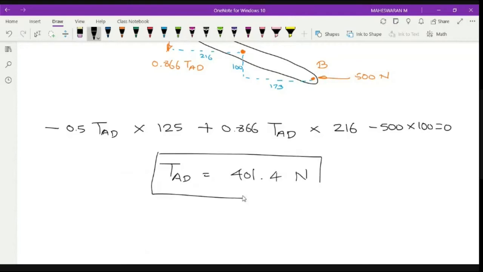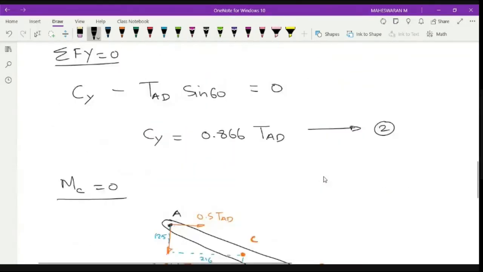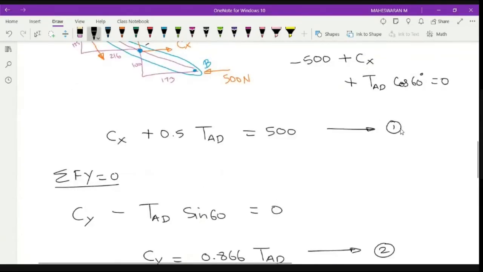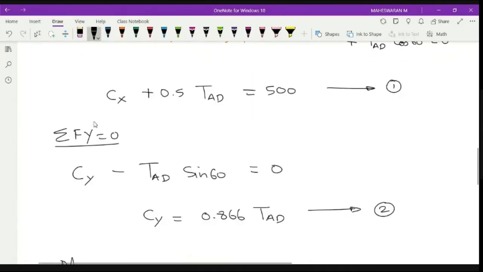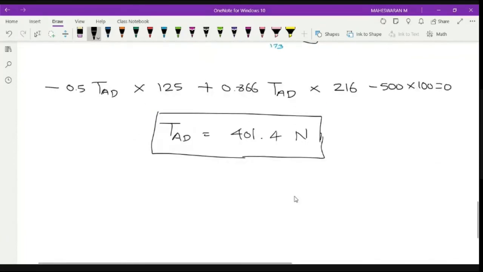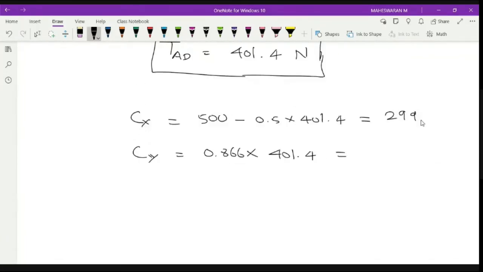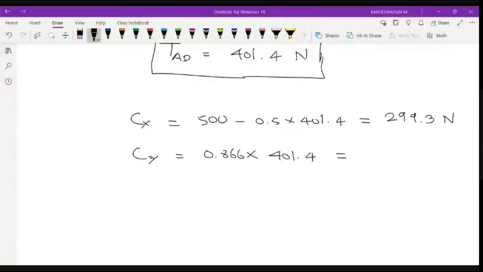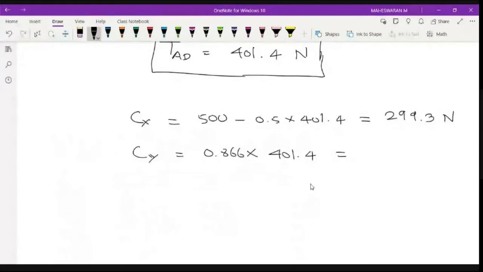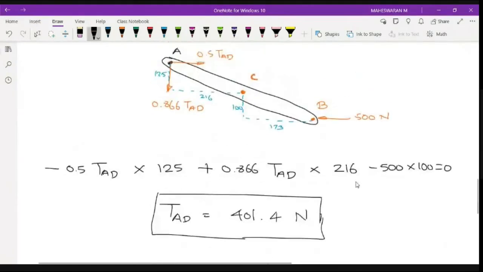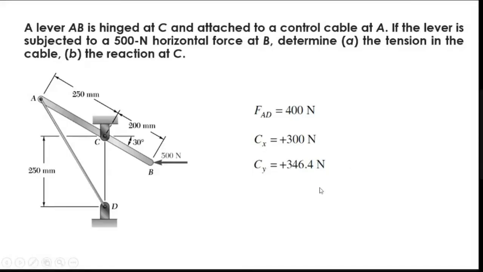Once I have this value, it is easy for me to find the other values. I can substitute in equation 1 and equation 2 to find my Cx and Cy. Can you find what Cx and Cy are? 299.3. Okay, very good. Cy? 347.6, sir. Okay, 347.6 Newton. So that completes our problem, with a small difference in this. Okay, let us proceed with the next one.